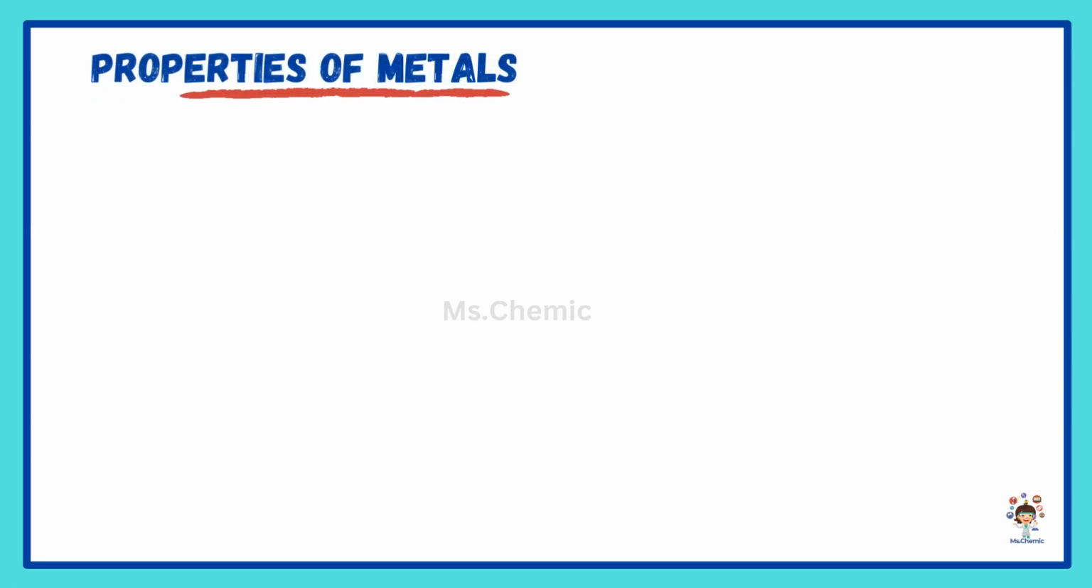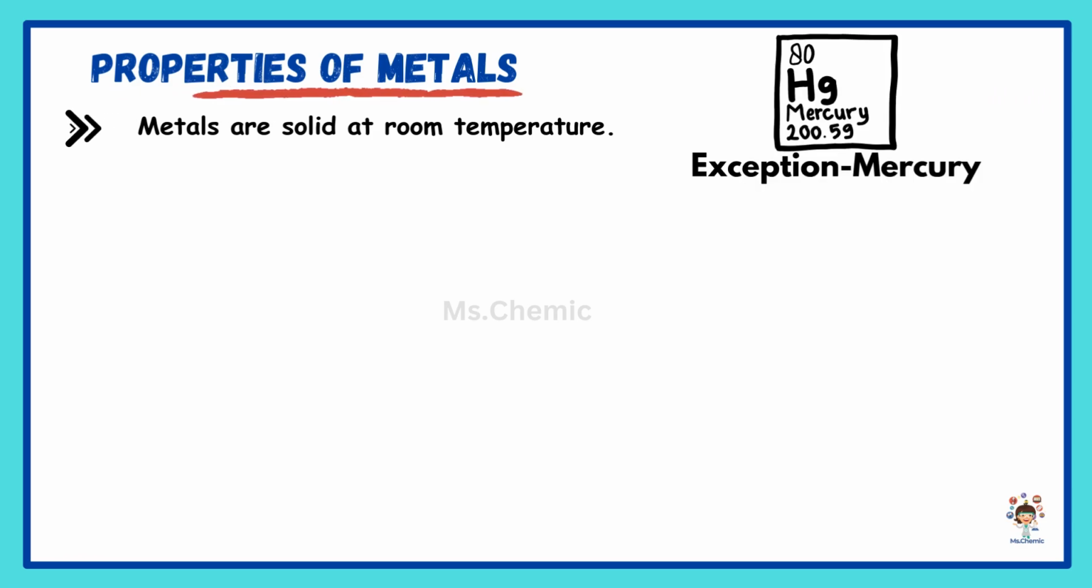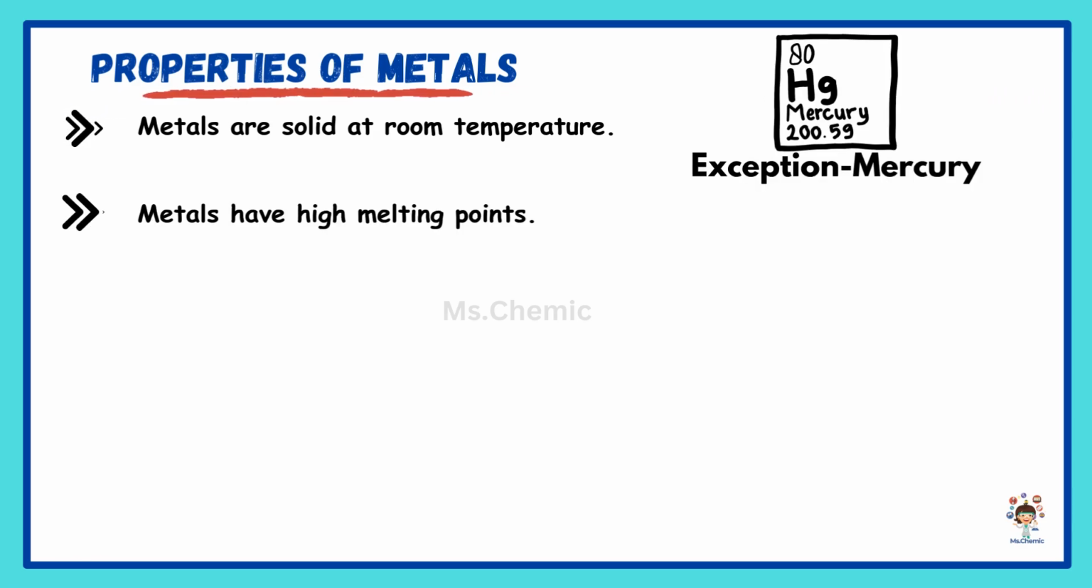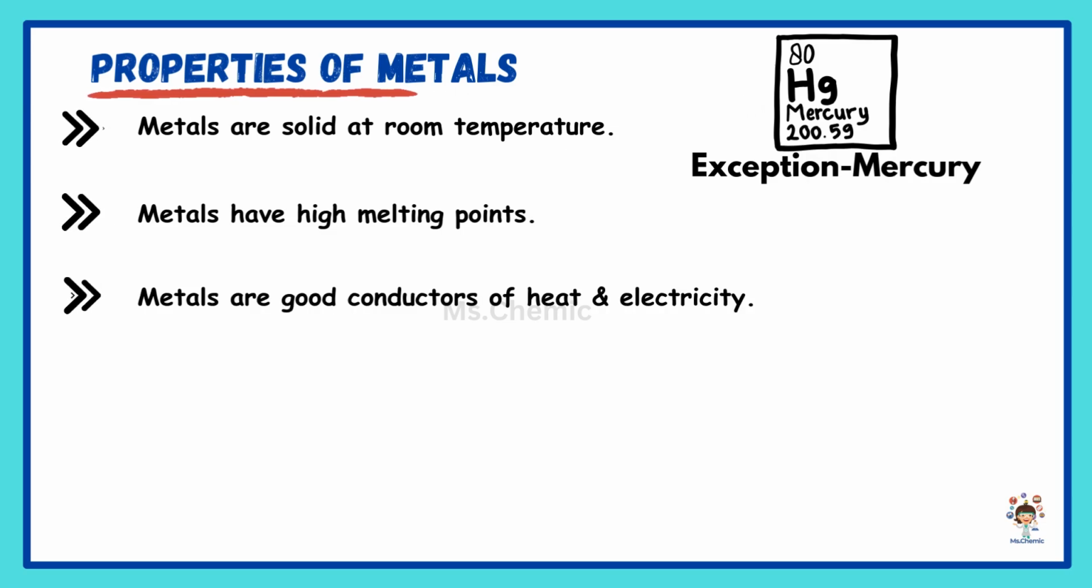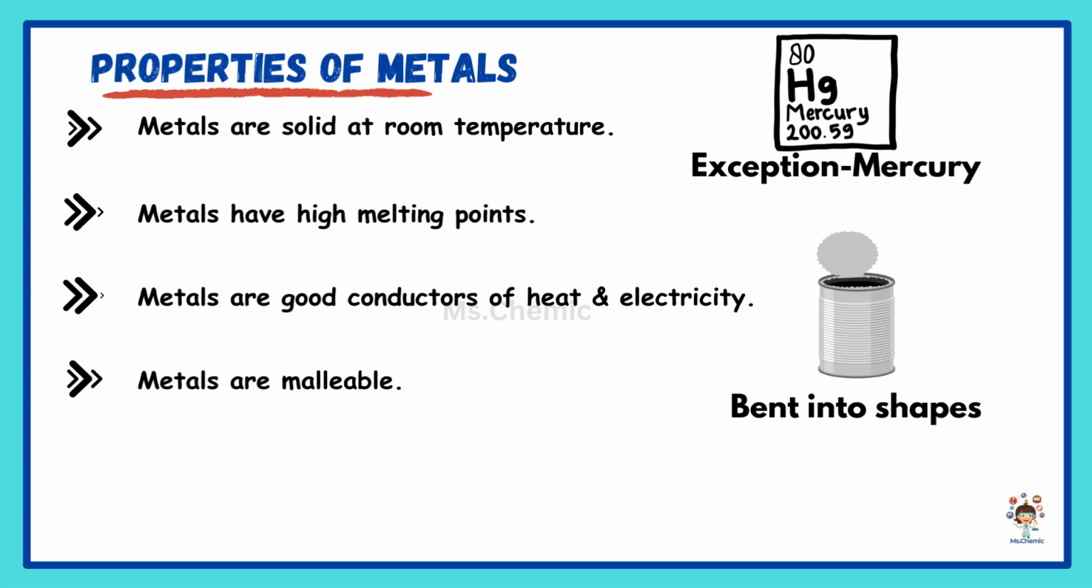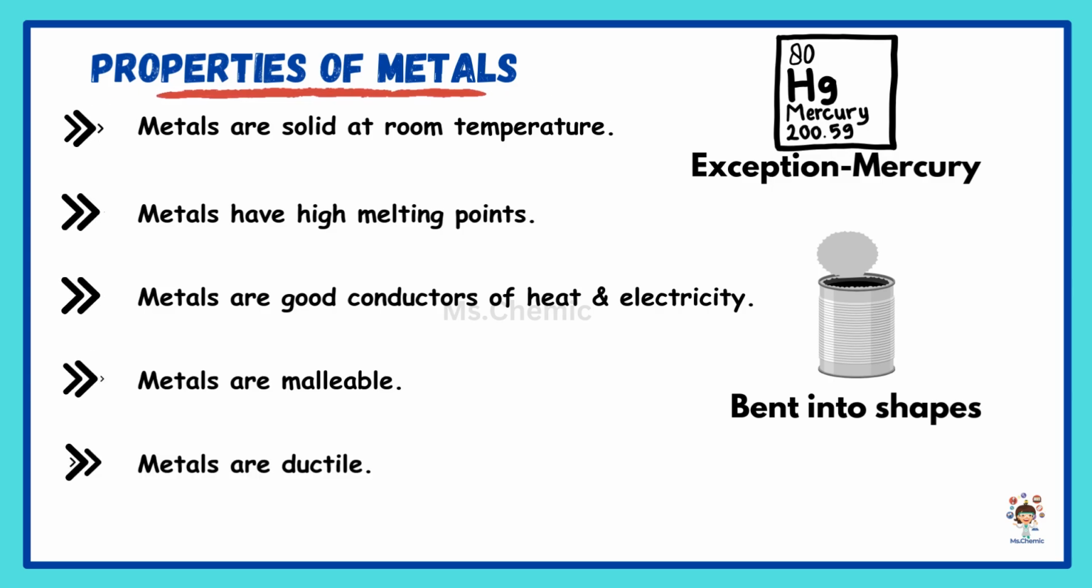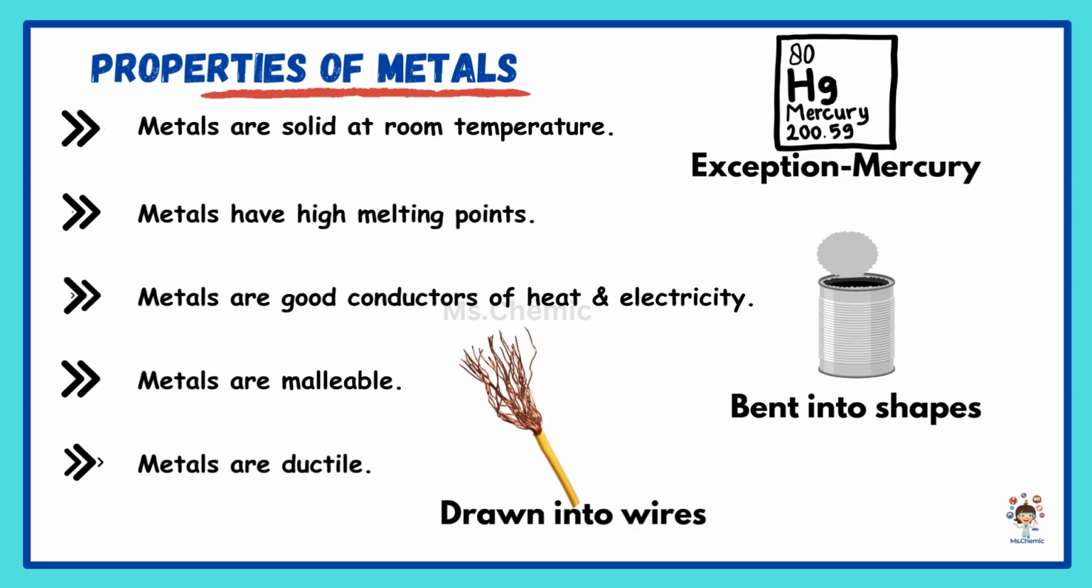Properties of metals. Metals are solid at room temperature. Exception: mercury. Metals have high melting points. Metals are good conductors of heat and electricity. Metals are malleable, that is, they can be bent into shapes. Metals are ductile, that is, they can be drawn into wires.